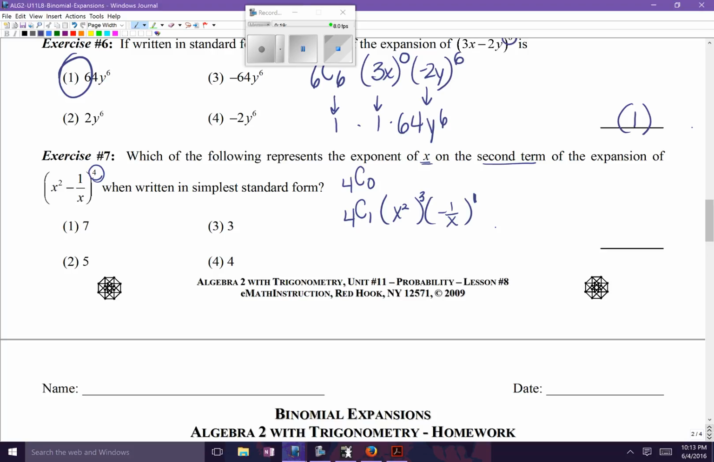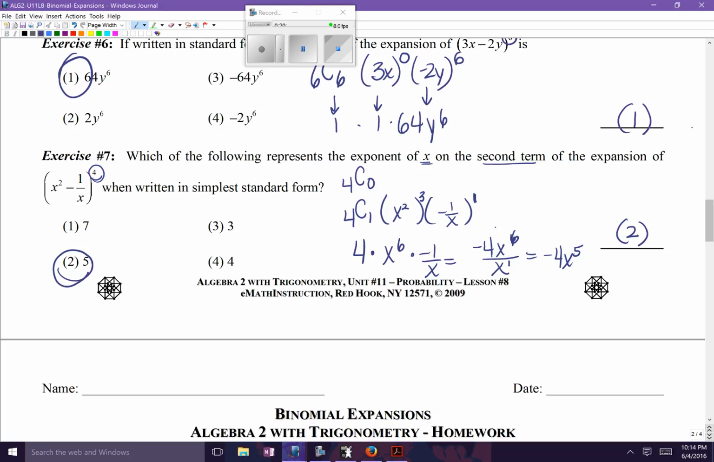4 choose 1: 4, x squared raised to the 3rd. Remember, power to a power you multiply, so x to the 6th. And negative 1x raised to the first power would just be negative 1 over x. So if I rewrite this, I have negative 4x to the 6th divided by x. If you remember, like bases, you subtract your exponents. So this has a value of negative 4x to the 5th. So it says, which of the following represents the exponent of x? Well, the exponent of x has a value of 5. So that would be choice 2.